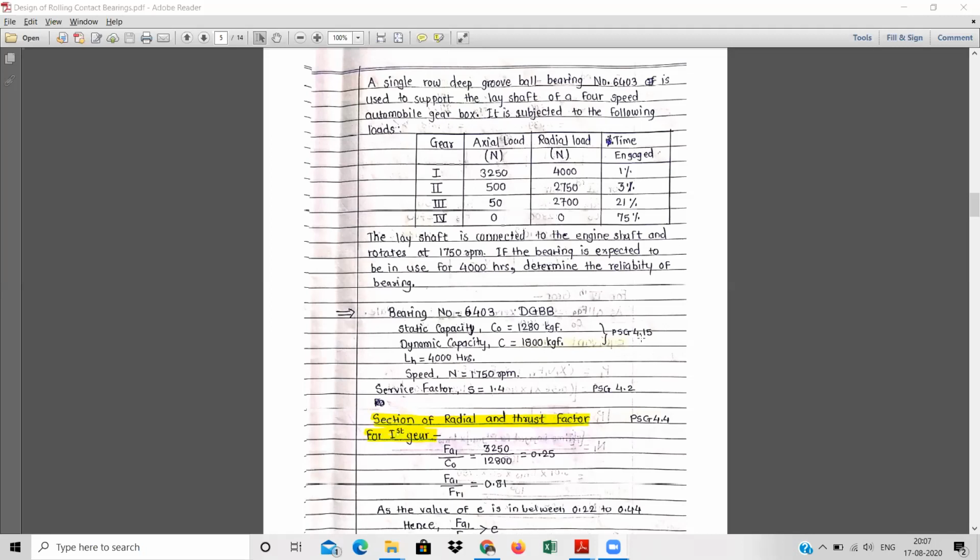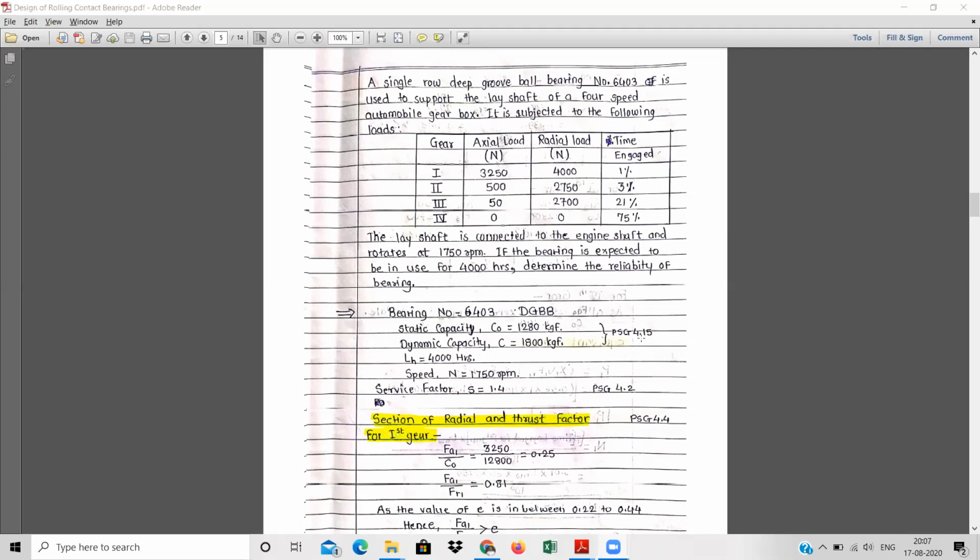A single row deep groove ball bearing number 6403 is used to support a lay shaft of a 4-speed automobile gearbox. It is subjected to the following loads. Gear number 1: axial load 3250, radial load 4000, and the time of engagement is 1% of the total time, considering the total as 100%. So first gear is engaged only 1% of total time.